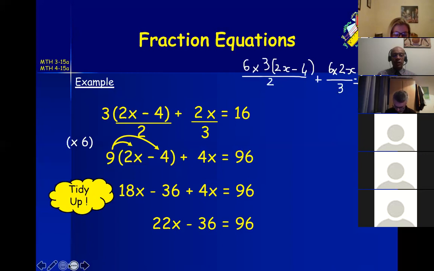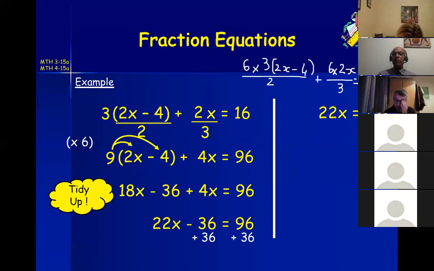22x minus 36 equals 96. See, now that the numbers are getting a bit bigger, it's going to be harder for you to find x by trying to figure out what it is. So you're going to add 36 on each side, to get rid of the takeaway 36. 96 plus 36 is 132. Then 22x equals 132.